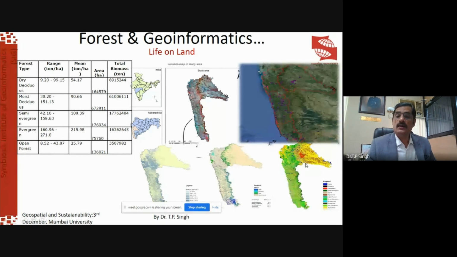Then we have a land cover map of the whole area, basically the forest type map, and then we convert it into biomass. If you see the table, it shows mean carbon or biomass in tons per hectare. You can see the total biomass per ton per hectare in the dry deciduous, moist deciduous, semi-evergreen and evergreen forests in the Western Ghat region of Maharashtra. So this provides information on which kind of forest is doing what, or which kind of climatic stress it is going through.